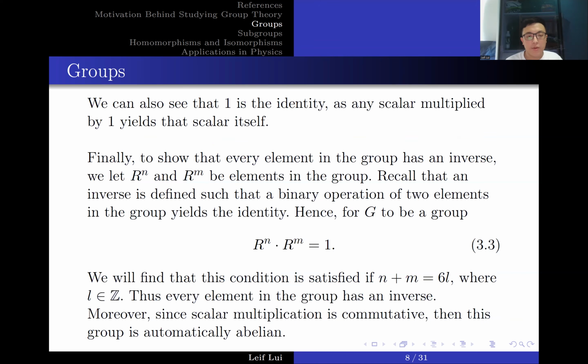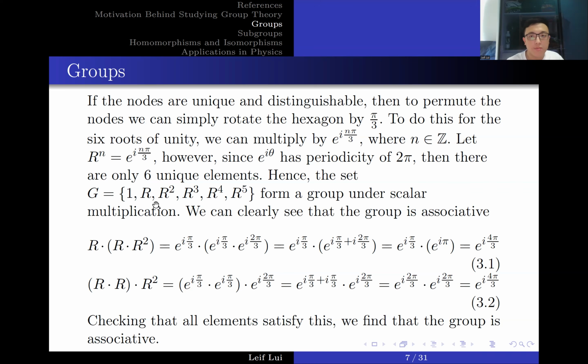We can also see that 1 is the identity, because any scalar multiplied by 1 yields the scalar itself. So 1 is clearly the identity. If we go back here, 1 times r must be r, 1 times r squared must be r squared, 1 times r cubed must be r cubed, etc.